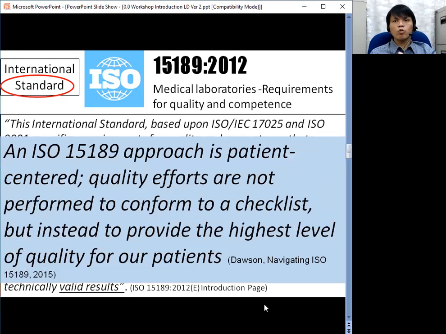Now, I also want to quote what Dawson said in Navigating ISO 15189 2015, and I quote, "An ISO 15189 approach is patient-centered. Quality efforts are not performed to conform to a checklist, but instead to provide the highest level of quality for our patients." Now, I want you to remember this, that as we go through this workshop, we're not here just to comply with the requirements, but instead, we are here because we want to provide the highest level of quality for our patients.